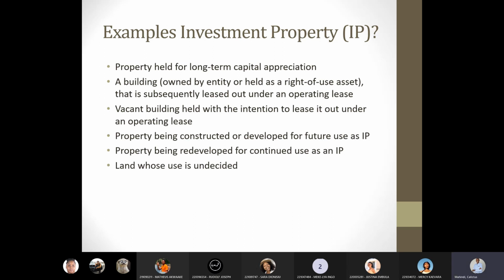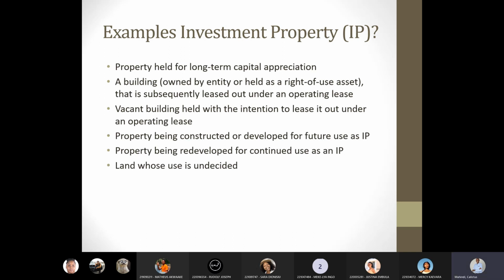All right. And when we talk about operating leases, finance leases, you don't have to worry about that now since we're not really going to deal with leases this semester. A vacant building held with the intention to lease it out under an operating lease. So that's just an empty building that you intend to lease out or to rent out. You can replace the word lease with rent if you understand it better.